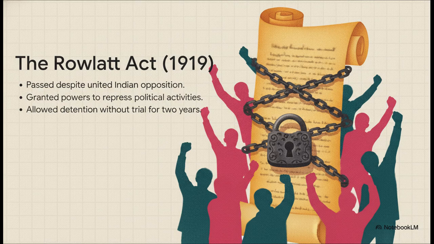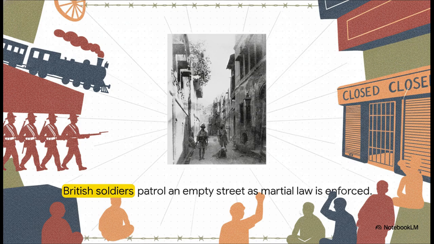This hurriedly passed act is exactly what sparked nationwide panic. You can just feel the tension in the air. British soldiers patrolling an empty street as martial law is enforced. Alarmed by the huge popular upsurge, like railway workers striking and shops closing down, the British clamped down hard. They barred local leaders from moving around, stopped Gandhi from entering Delhi, and in places like Amritsar, they imposed strict military rule. General Dyer took command, which set the stage for a truly horrific climax.